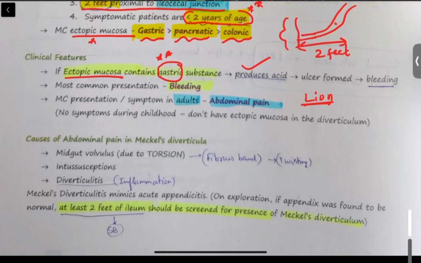So what happens if this acid is produced in the small intestine? That acid will damage the mucosa of the small intestine. That will lead to formation of an ulcer. Because of this ulcer, it can lead to bleeding also. So the most common presentation, if the ectopic mucosa is present, which most commonly will be gastric mucosa, is that the patient will come to you with bleeding.